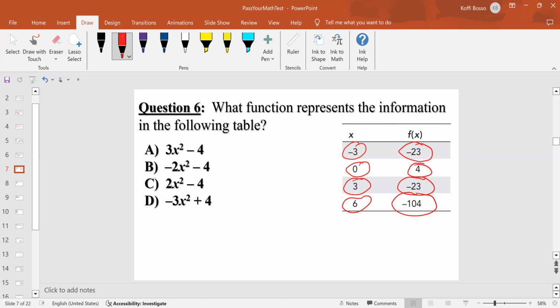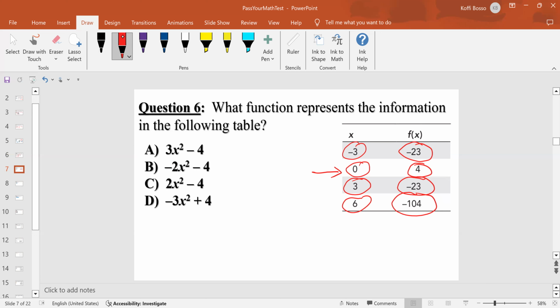Now, how to find this correct function? To solve this question without spending much time, focus on when x is 0, because when x is 0, the calculation is easier. It's just to replace x by 0, and you know that 0 raised to a power multiplied by any number gives you 0.